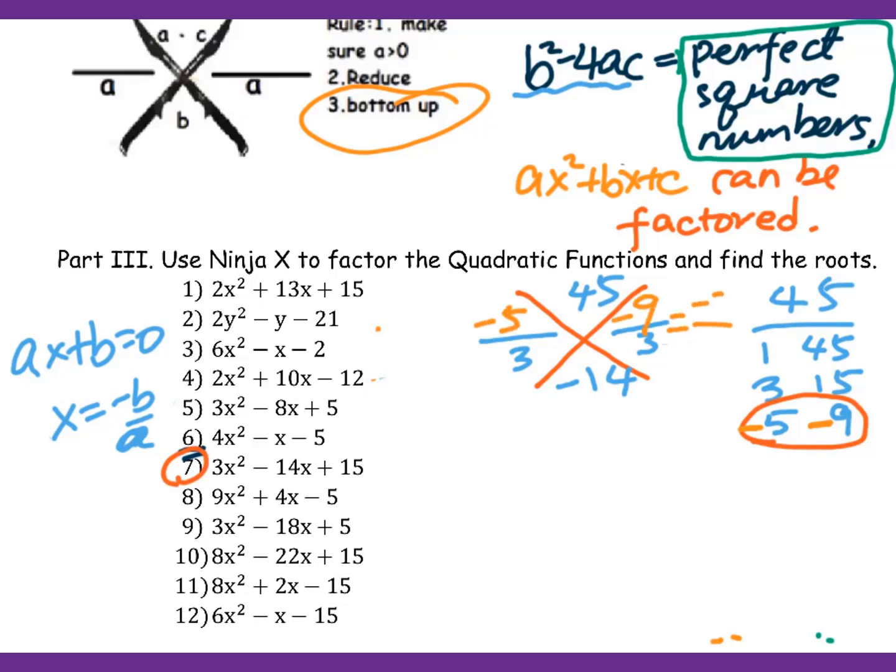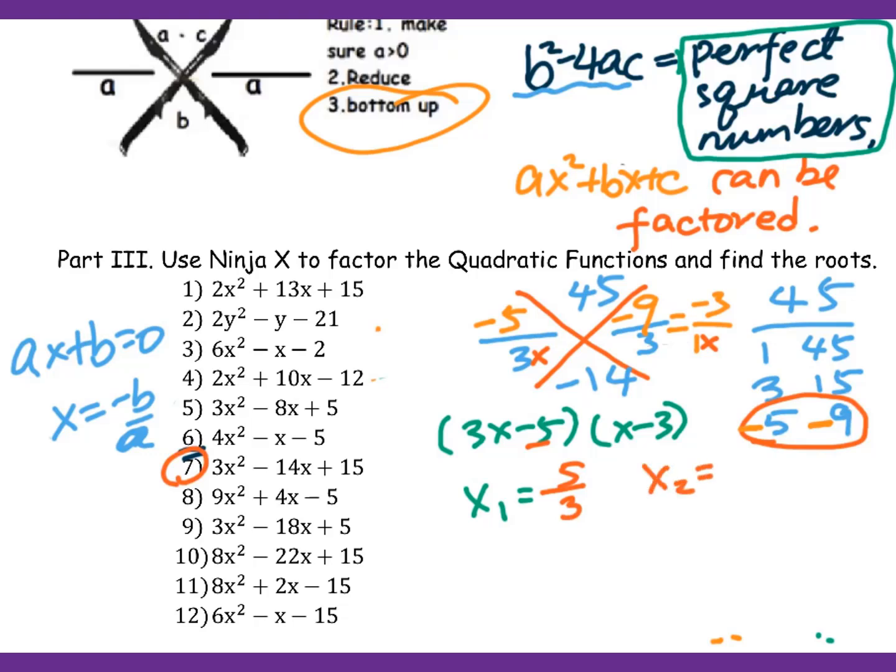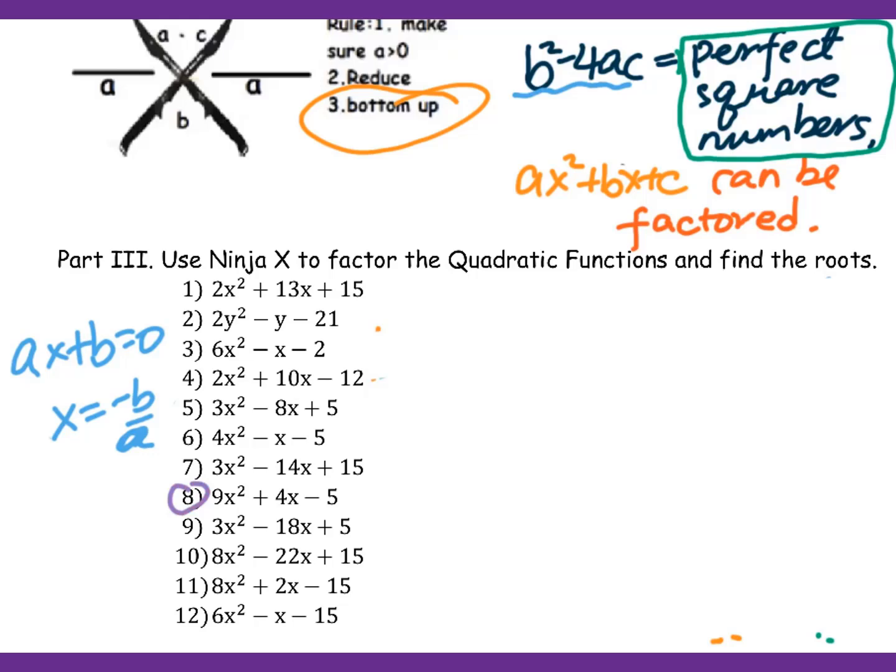Then reduce, it is negative 3, 1. Put the variable at the bottom, so bottom up. I will get 3x minus 5, x minus 3. Therefore, x1 equals opposite of negative 5. That's 5 over 3. x2 equals 3. Let's go to number 8.